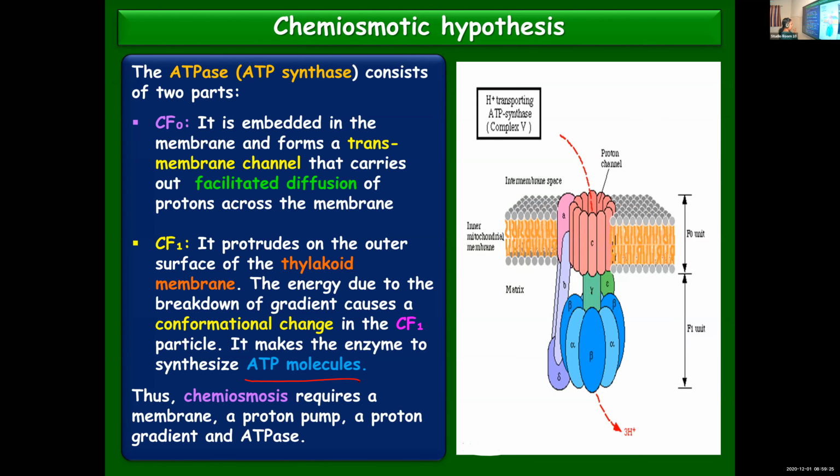If it has to happen, there should be a membrane. Only then can it move across the membrane. A proton pump, a method by means of which the protons can be pumped out. Then a proton gradient, an ATPase enzyme. So these are the requirements for chemiosmosis to take place.